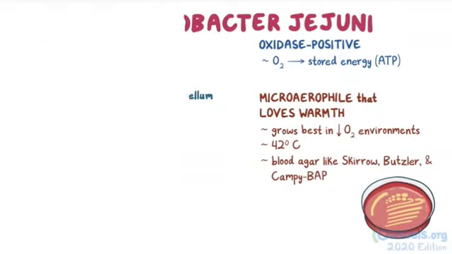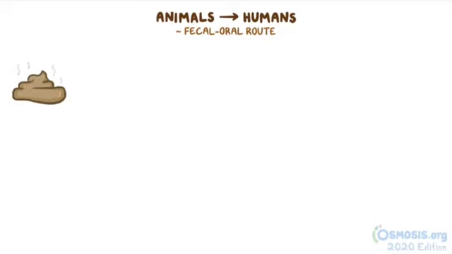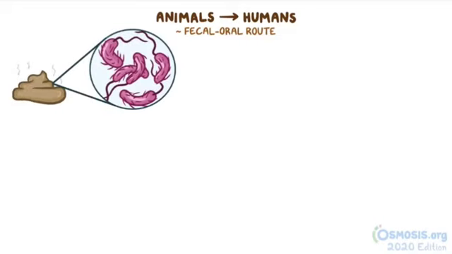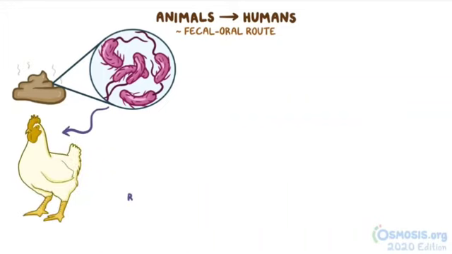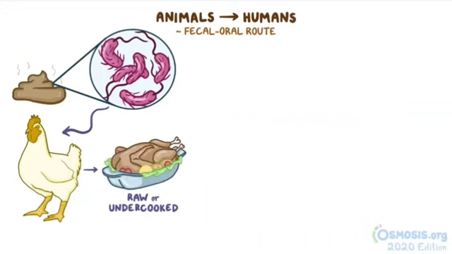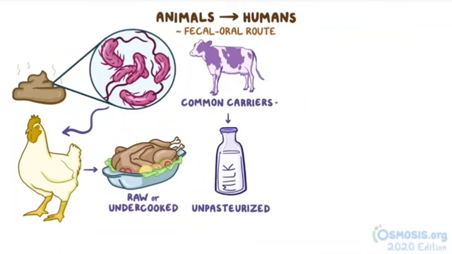Alright, Campylobacter jejuni is usually transmitted from animals to humans via the fecal-oral route. In other words, you catch it by ingesting stool particles containing the bacteria. Campylobacter jejuni usually resides in the gastrointestinal tract of birds, so when people eat raw and undercooked poultry, there's a possibility of infection. Similarly, cows are common carriers, so people that drink unpasteurized milk can also risk infection.